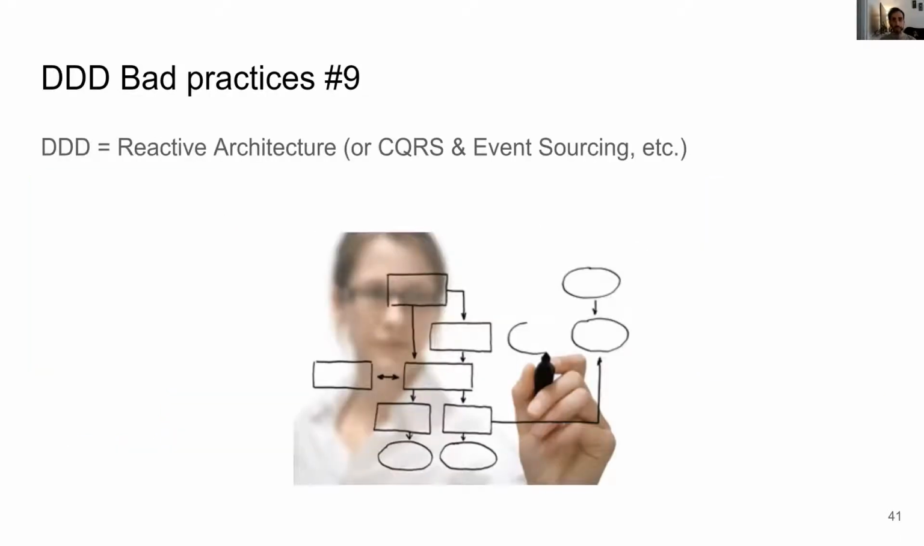DDD is not an architecture. I saw people who say, if you do DDD, you should use reactive architecture. If you do DDD, you should use hexagonal architecture, CQRS, event sourcing. These are the types of architecture that fit really well with DDD. But DDD is not an architecture. DDD is really a mindset. It's a toolbox, it's not just code. So you can say that DDD is a kind of architecture.